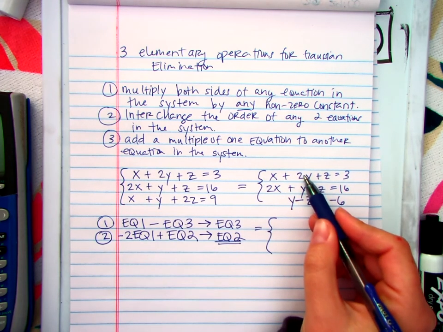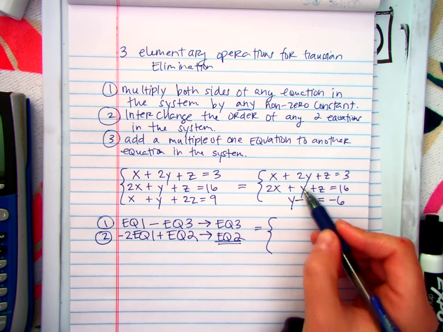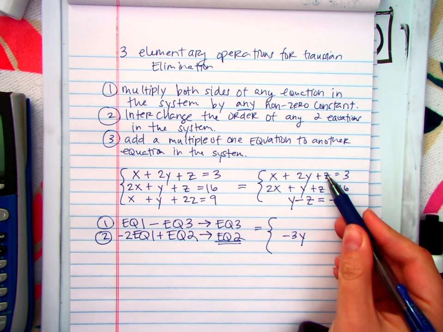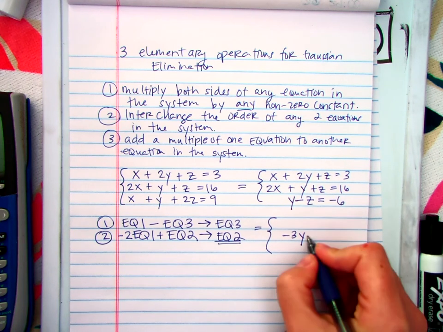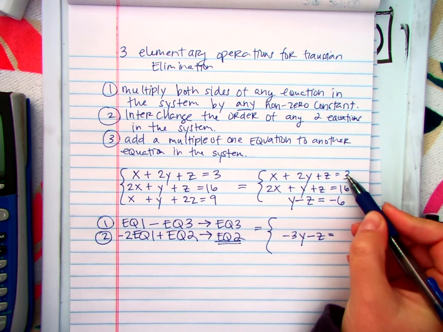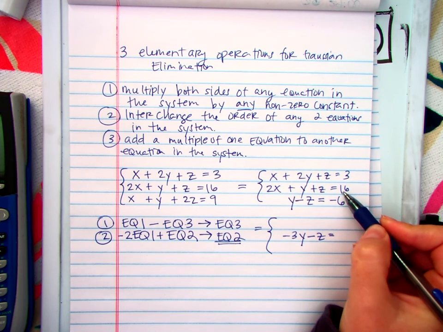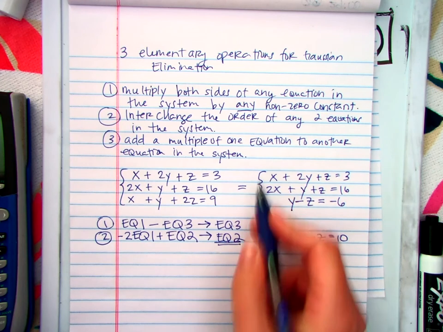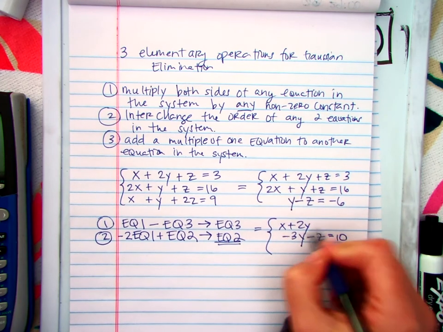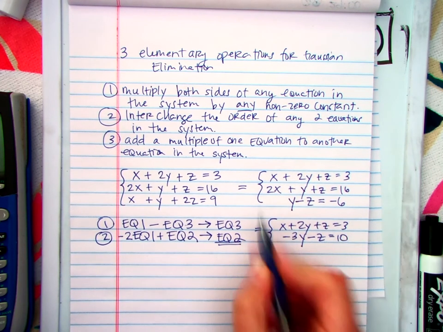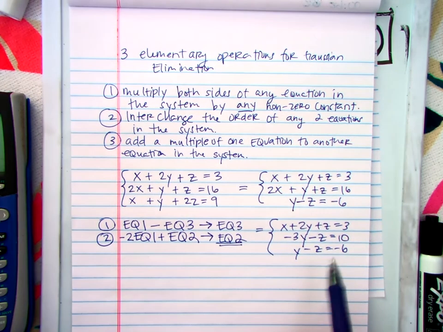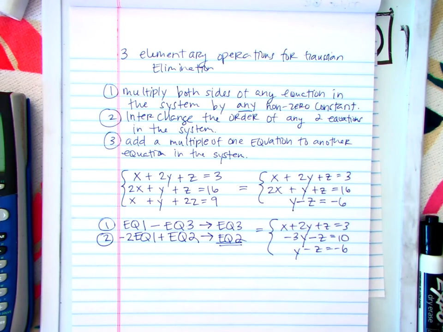Negative 2 times 2y plus 1y, negative 3y. Negative 2 times z plus z is negative z. Negative 2 times 3 plus 16, so negative 6 plus 16 is 10. So that's the only thing I've changed, meaning I'm going to keep my first equation the way it was, and my third equation that I've already changed to be this. So I've done what I set out to accomplish first, which is I've eliminated x from the two equations below it.